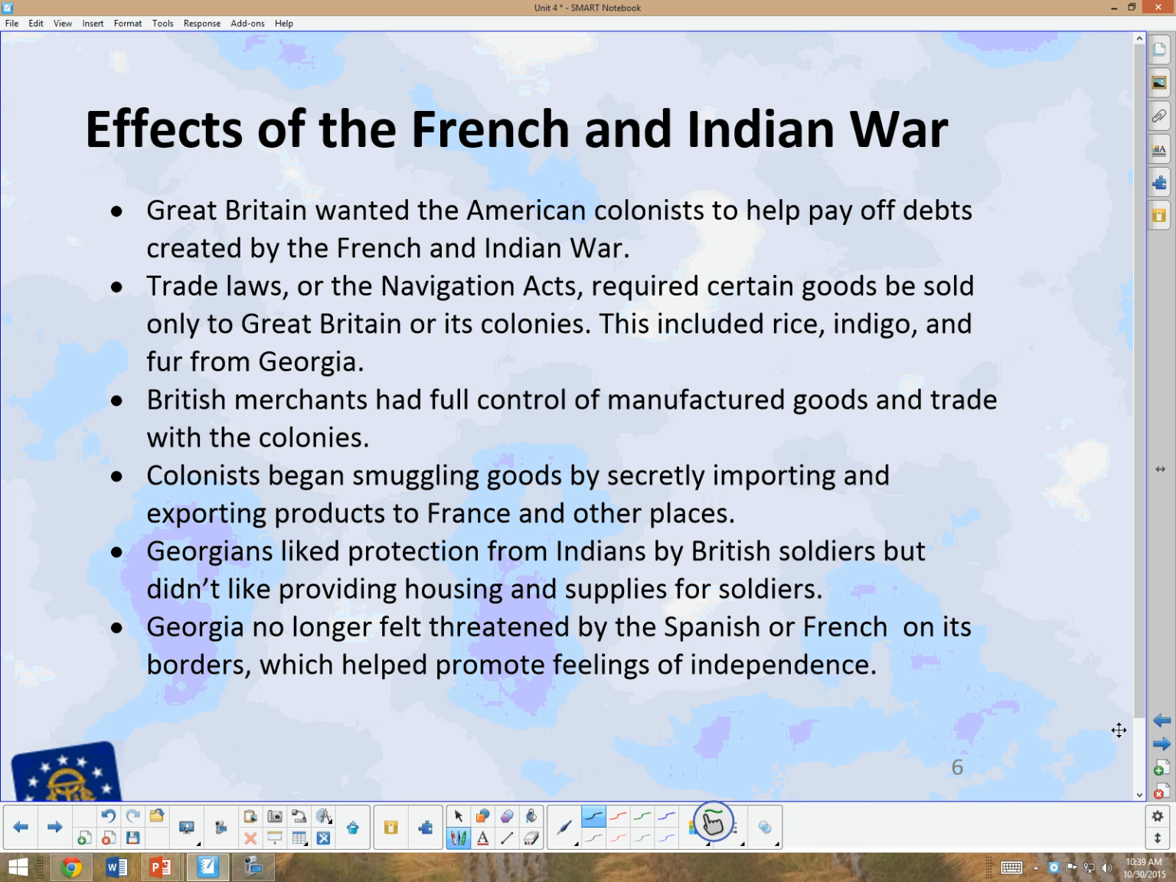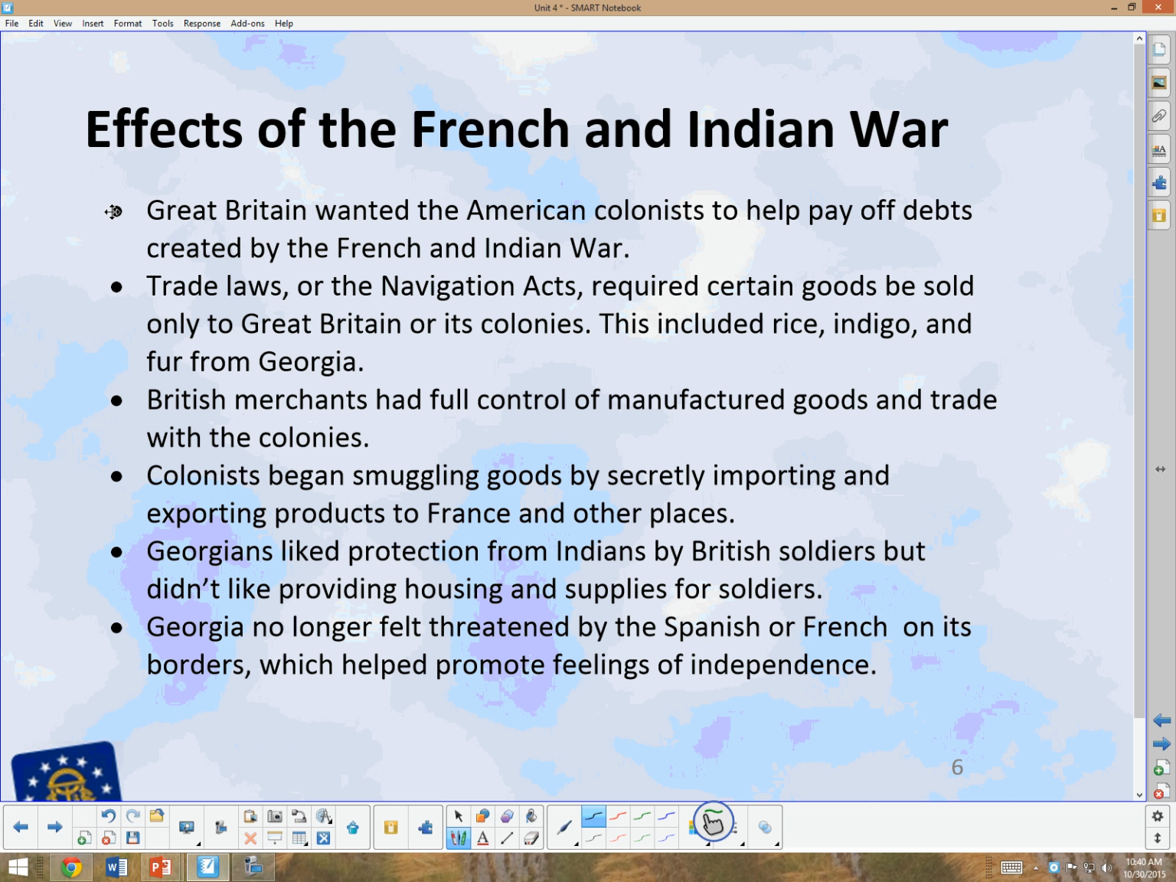Okay, so what happened after the French and Indian War? Great Britain wanted the American colonists to help pay off debts created by the French and Indian War. As far as Great Britain was concerned, the reason for fighting the war was to help the colonists. Therefore, the colonists should help pay for the cost of the war. As far as England was concerned, that was a very reasonable expectation.